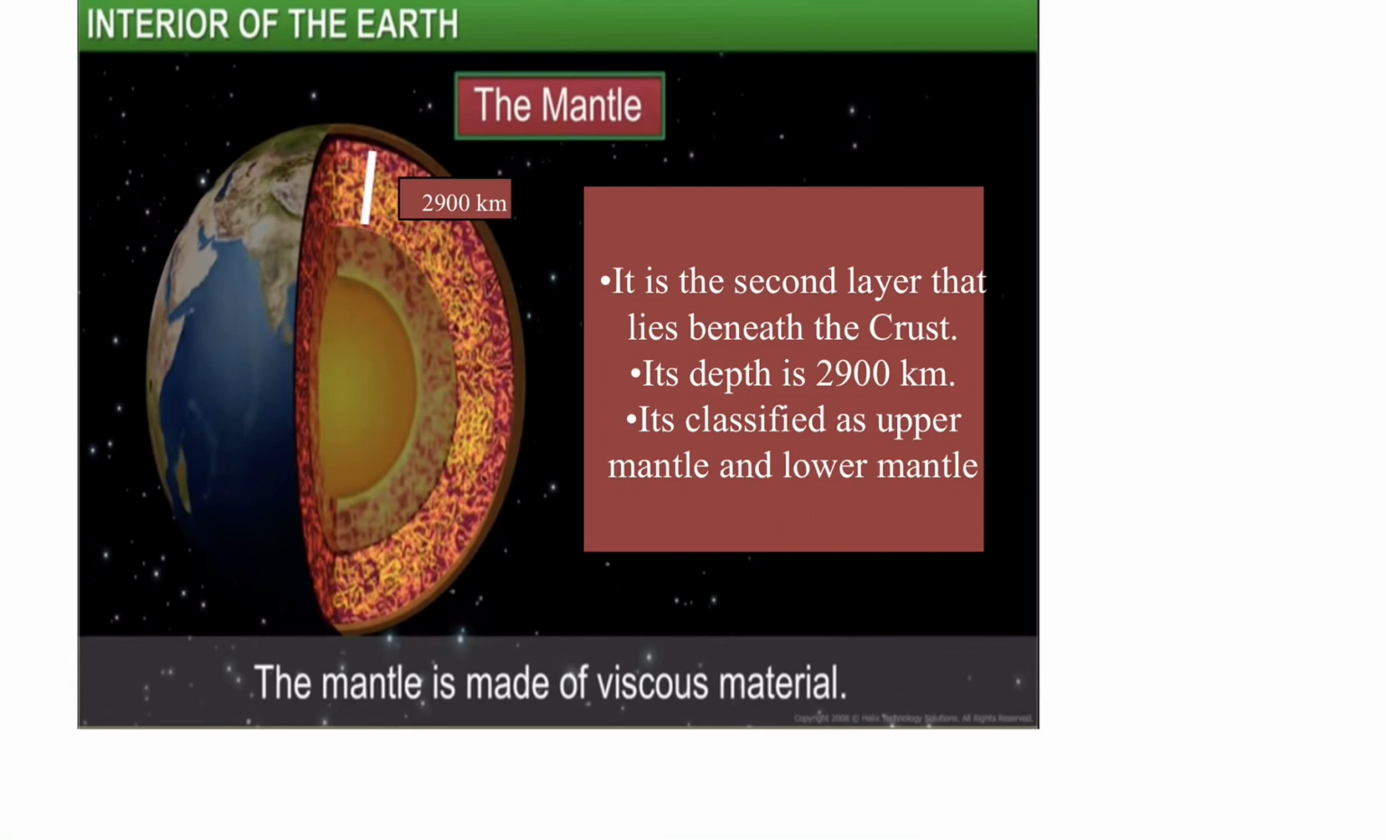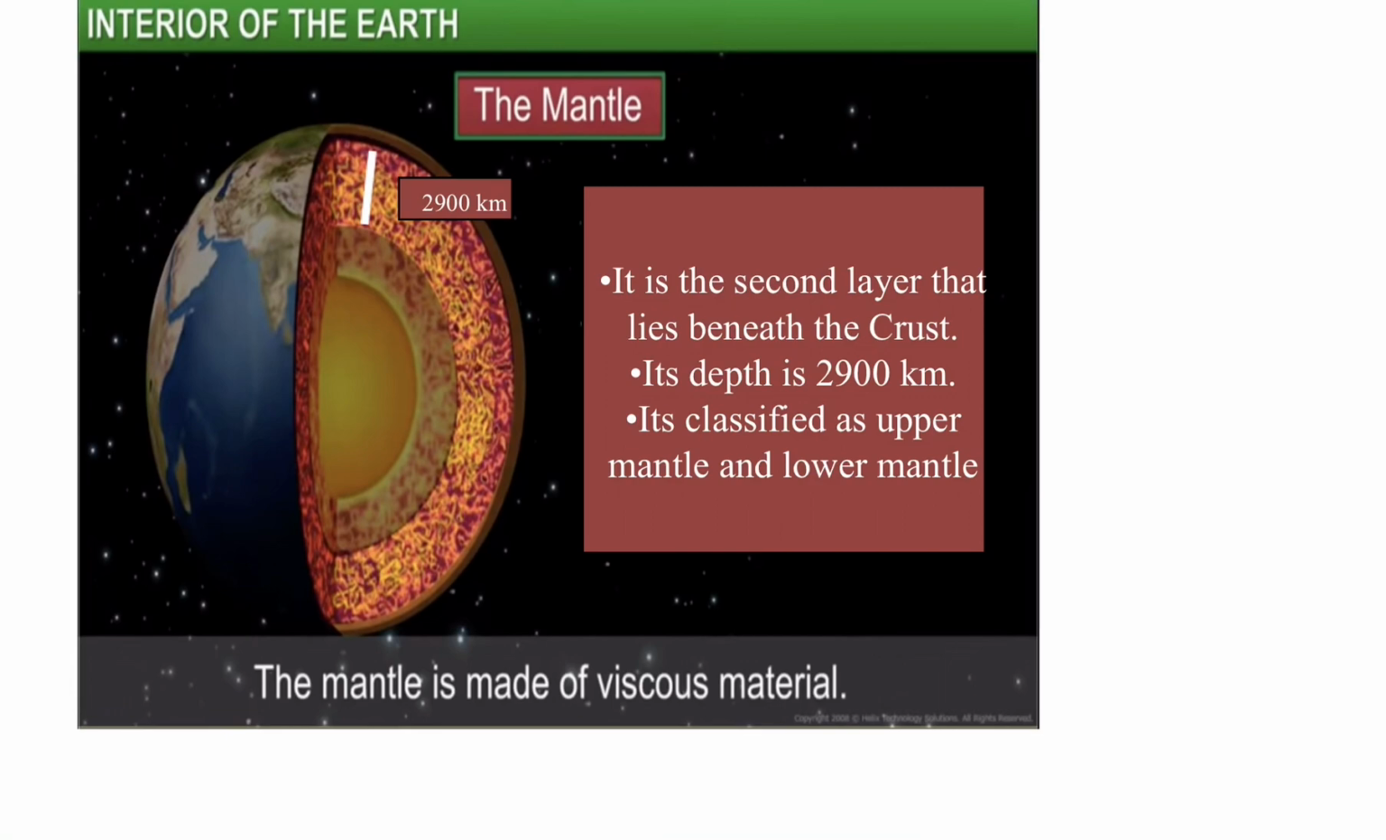Now, the second layer of the earth, that is the mantle. It is the second layer that lies beneath the crust. Below the crust, this white line, this area is the mantle layer and its depth is 2900 kilometers. Now see the comparison. The continental crust and the oceanic crust range from 5 to 35 kilometers only, and this mantle layer is up to 2900 kilometers. So this is the thickest of all the layers and it's also classified as upper mantle and lower mantle.